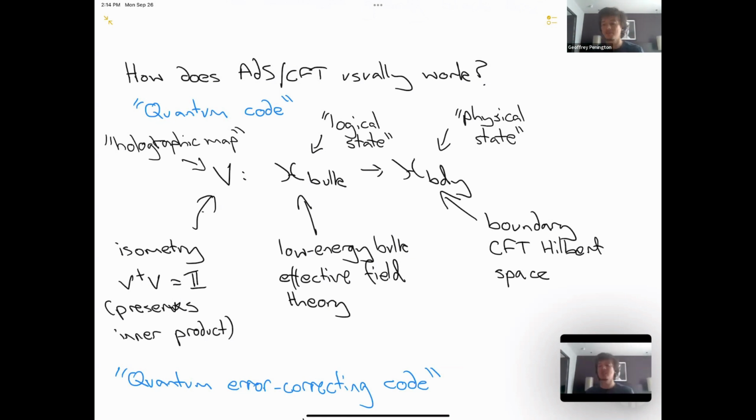So what does that mean? It means that V dagger V is equal to the identity on the low energy effective field theory bulk Hilbert space. The inner products in the bulk are the same as inner products in the boundary. Orthogonal states in the bulk are orthogonal states in the boundary. I say isometry rather than unitary because we're mapping a smaller bulk Hilbert space here into a larger boundary Hilbert space. And so V V dagger is not equal to the identity. V V dagger would be a projection onto a subspace of the boundary Hilbert space that describes these low energy bulk states. That's often called the code subspace. Okay.